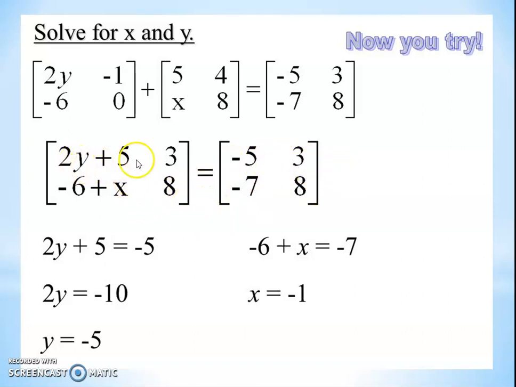How? 2y plus 5 is equal to minus 5. Minus 6 plus x is equal to minus 7. 3 is equal to 3 and 8 is equal to 8. So these both entries are the same. So we have to calculate these and compare. How? Let us try. 2y plus 5 is equal to minus 5. So 5 goes to this side, so minus 5 minus 5 is minus 10. So y is equal to minus 10 upon 2, which is minus 5.